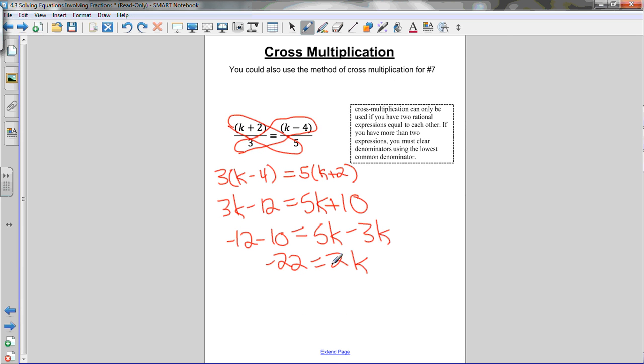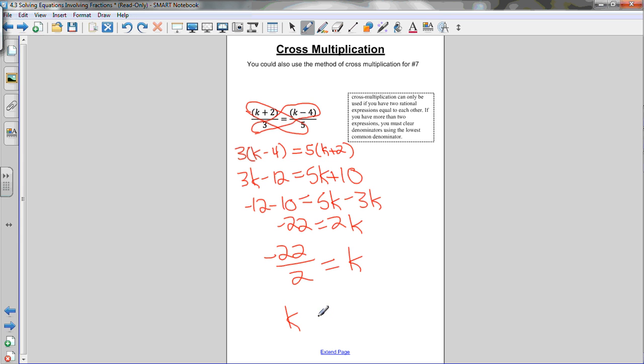And divide the 2 to the other side because that's 2 times k. Opposite of multiply by 2 is dividing by 2. So bring the 2 to the other side by dividing by 2. And I get k equals negative 11. So I get the exact same answer as this way.